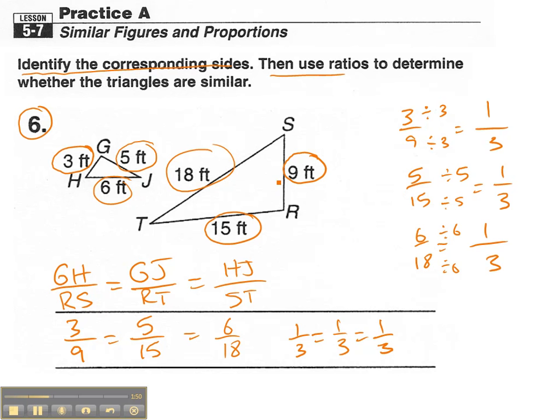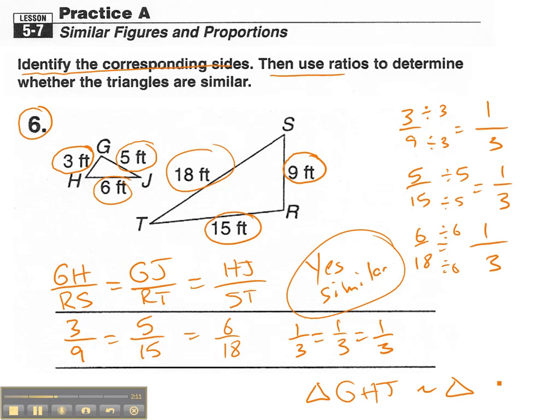So we have a scale factor of 3 for this triangle, and the triangles are similar because the ratios of the corresponding sides are similar. So we can say yes, the triangles are similar. The similarity statement would look like this: triangle GHJ is similar to triangle RST.